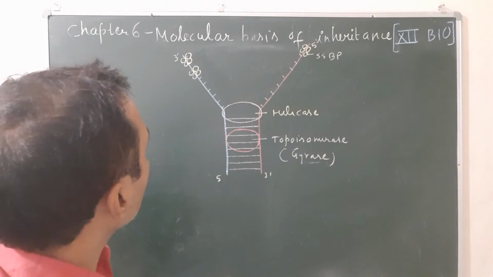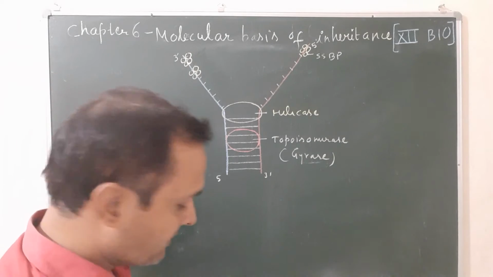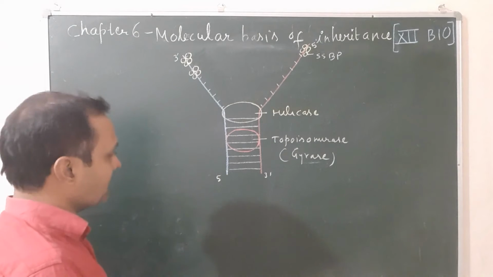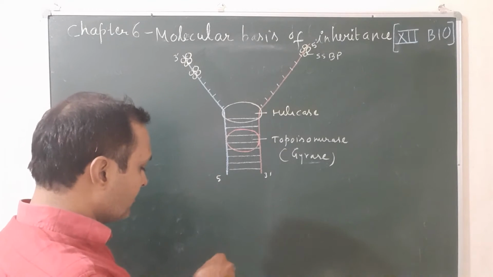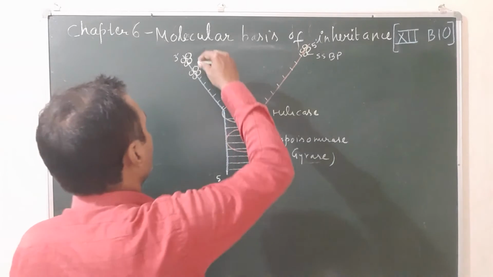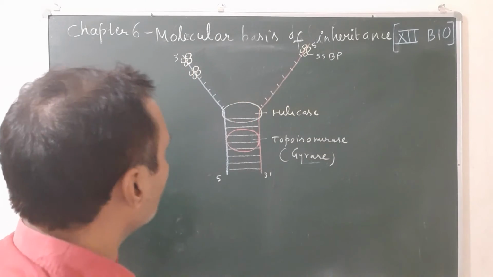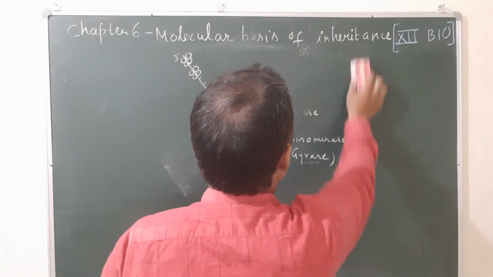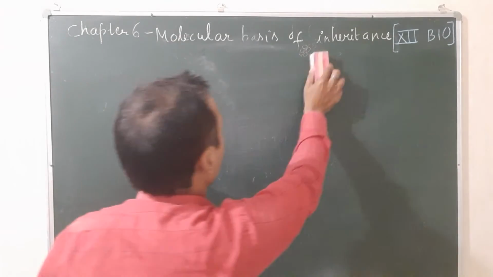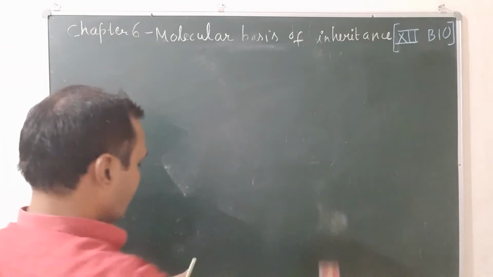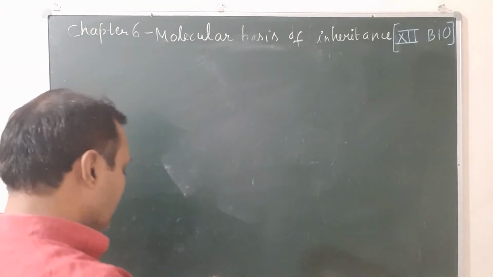In step 2, synthesis of RNA primers takes place. In step 2, RNA primers are always synthesized at the 3' end of both the strands of DNA. You have to know RNA primers are a special kind of RNA strand that is synthesized at the 3' end of the unwound part of the DNA.